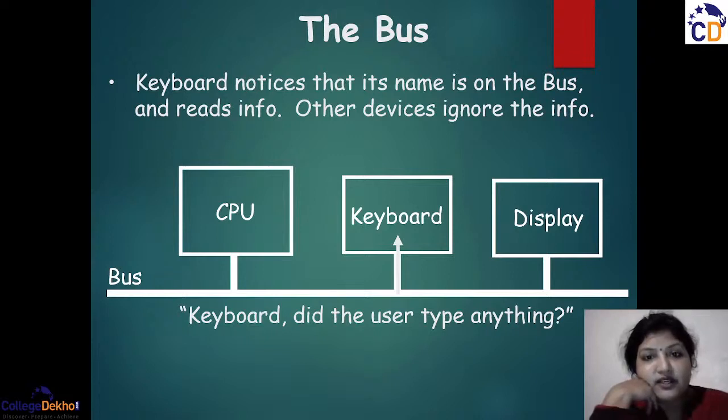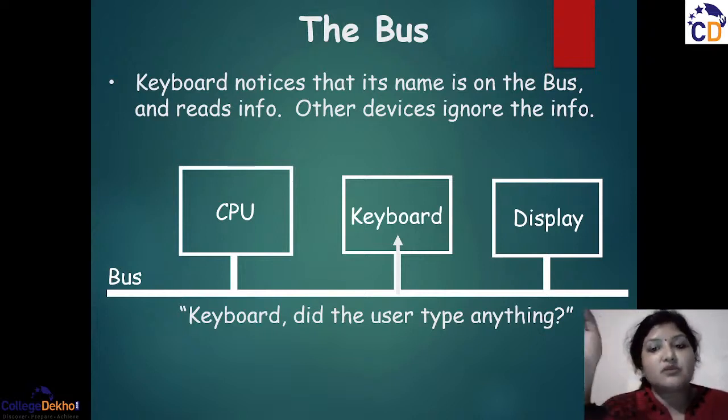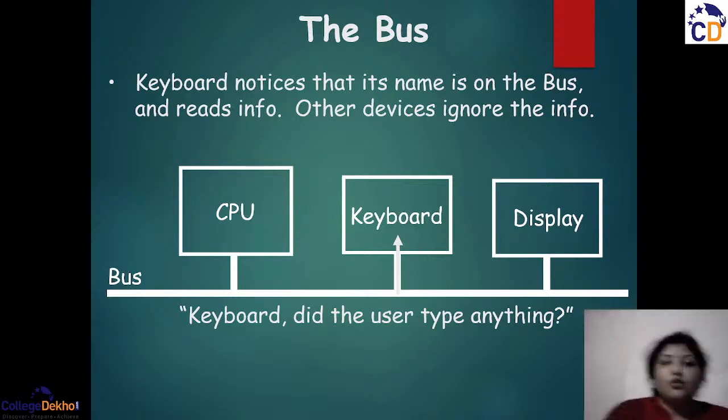The keyboard notices that its name is on the bus and reads the information. Other devices ignore the information because the keyboard notices that its name is on the bus. So the keyboard, as an input device, knows how to take the input. Other devices ignore it because their role is different and they do not take the input.